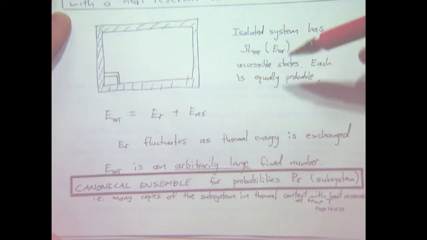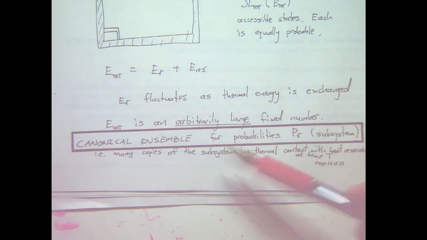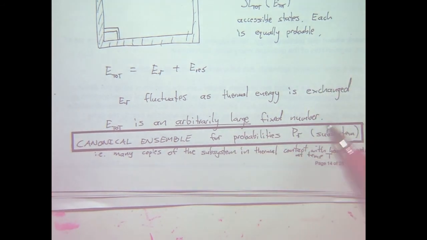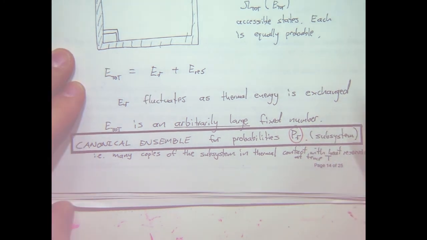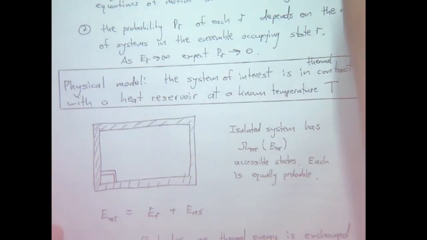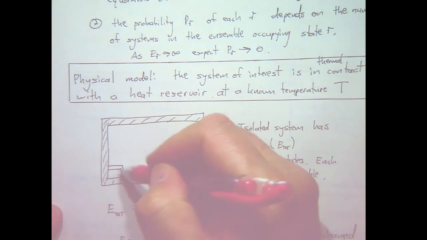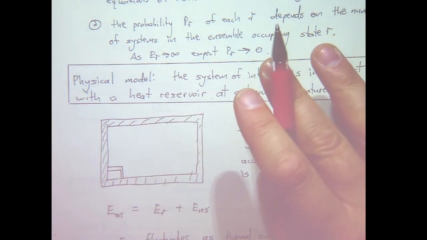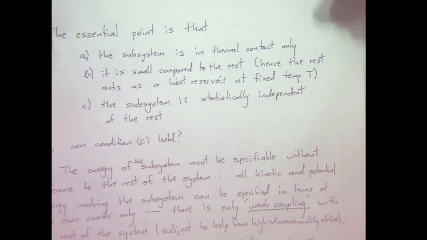And so what we're going to find is the canonical ensemble for probabilities PR, in other words the probability distribution. So that's the ensemble, the distribution, for the subsystem only. Remember, the Helmholtz representation focuses down only on the system of interest, and you don't have to worry about the rest. Don't have to worry about anything to do with the reservoir. So that's what we expect to happen here too.